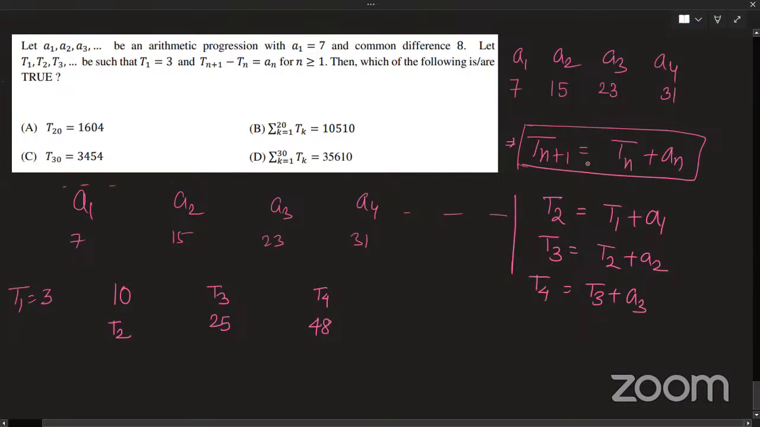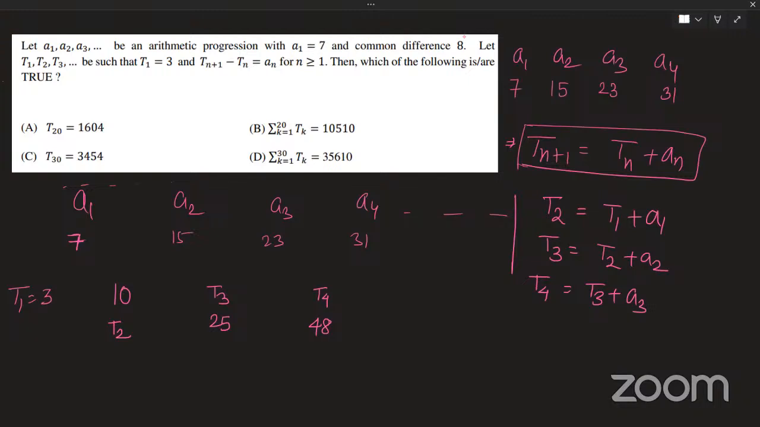So I know the values of A1, A2, A3, A4. I have listed them as below: 7, 15, 23, 31, right? You can see A1, A2, A3 are an arithmetic progression whose common difference is 8 and first term is 7. So this will be the series: 7, 15, 23, 31. Till here you have got?